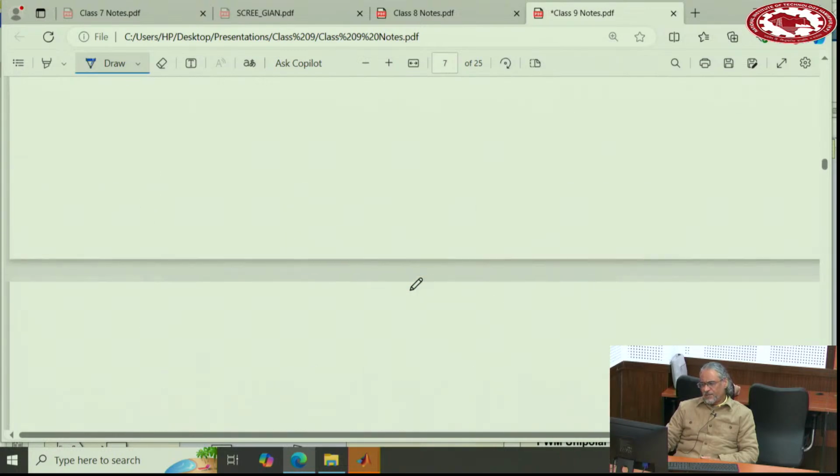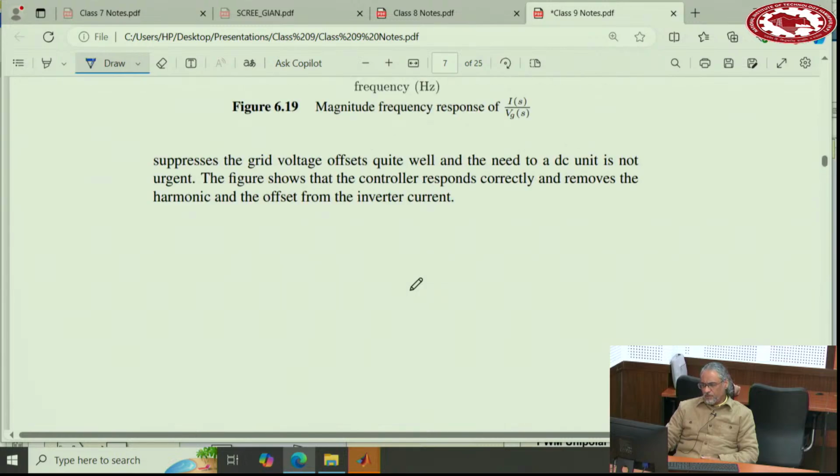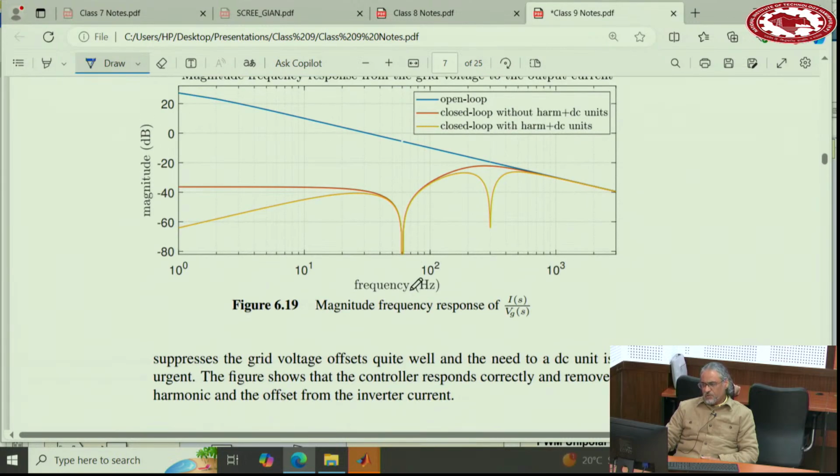If you show the magnitude plots versus frequency, it confirms that at fundamental and harmonic 5 you have no output, so it actually removes them. Also at DC it removes them. This is without those blocks for harmonic 5 and DC, and this is with harmonic 5 and DC.